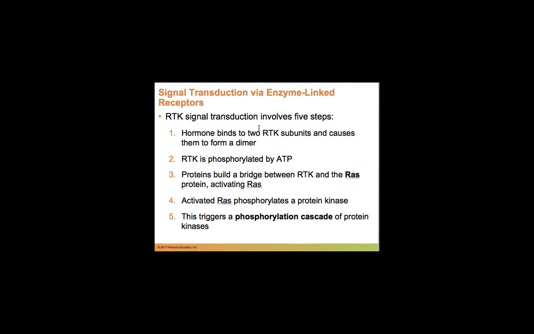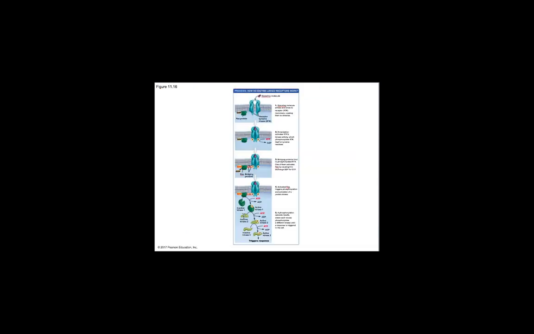Proteins will then build a bridge between RTK and the RAS protein, therefore activating RAS. An activated RAS subunit will then phosphorylate a protein kinase. Once our protein kinase is phosphorylated, this is going to trigger a phosphorylation cascade for protein kinase. So now we're going to phosphorylate everything.